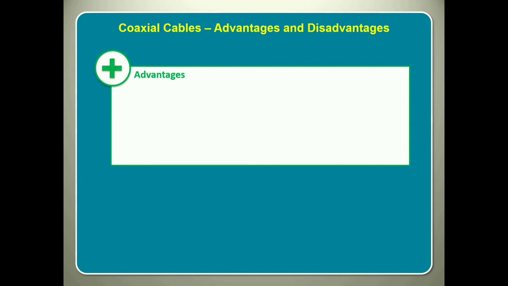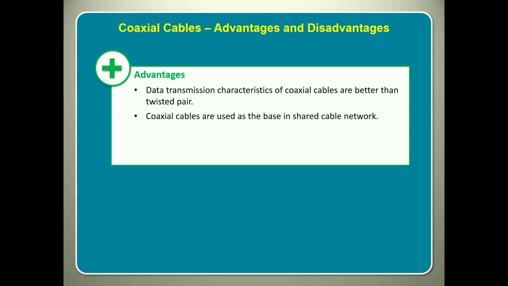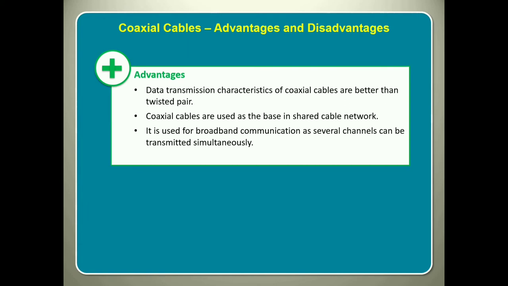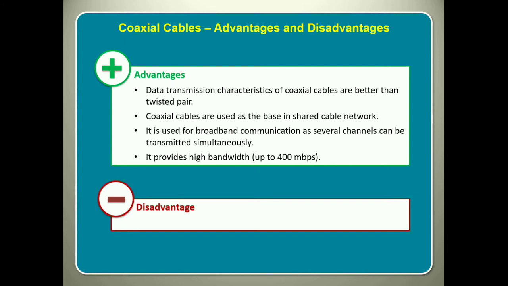Advantages of coaxial cables are: data transmission characteristics of coaxial cables are better than twisted pair. Coaxial cables are used as the base in shared cable network. It is used for broadband communication as several channels can be transmitted simultaneously. It provides high bandwidth up to 400 Mbps. Apart from these advantages, there is only one disadvantage of using coaxial cable. That is, it is costlier than twisted pair cables.